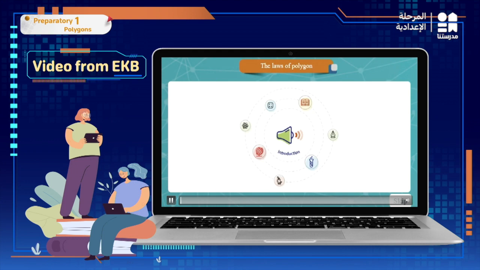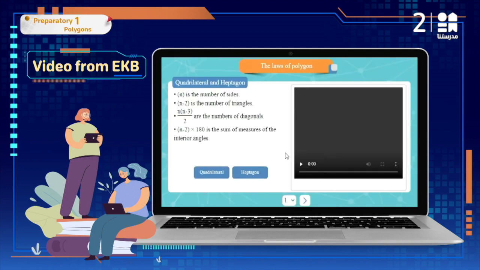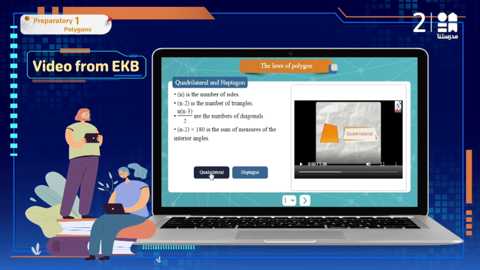After we learn about some shapes of the polygon, how about identifying some special laws related to the polygon and its different shapes? If you are given any shape of the polygon and you are asked to identify its sides, consisting triangles, diagonals, and its interior angles, can you? Here is a quadrilateral and a heptagon inside each button for some practice. Click any of them to start.